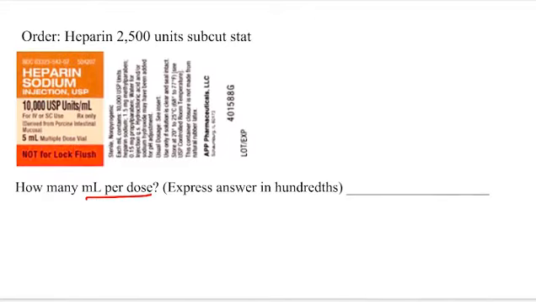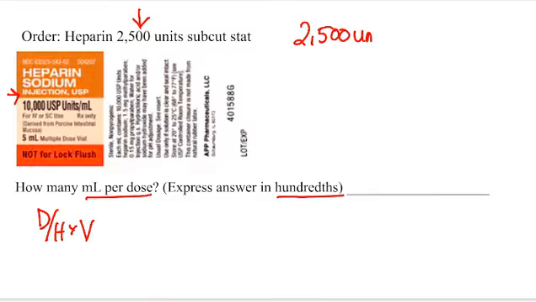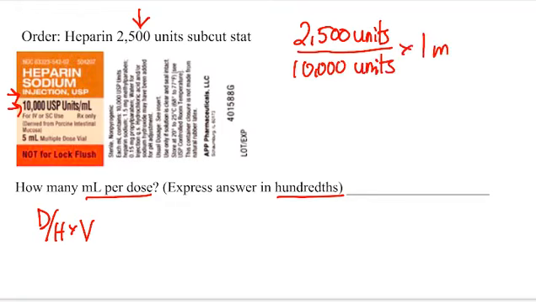Mils per dose, express answer in hundredths. Okay, mils per dose. What do I need to know? I need to know my doctor's order. I need to know my drug label concentration. This is going to be a D over H times V calculation. My D, my doctor's order, is 2,500 units. What do I have? I have 10,000 units times 1 milliliter.